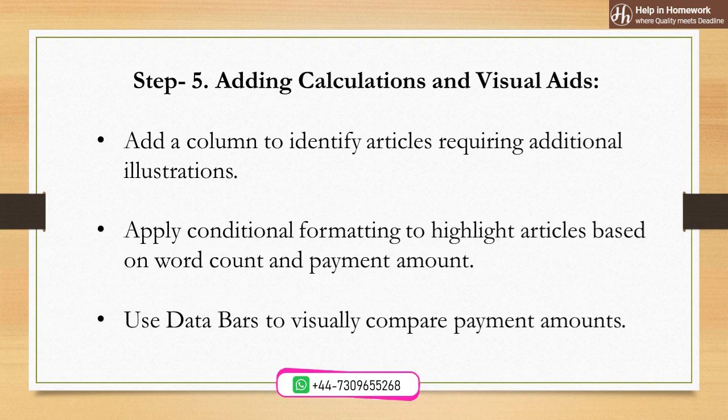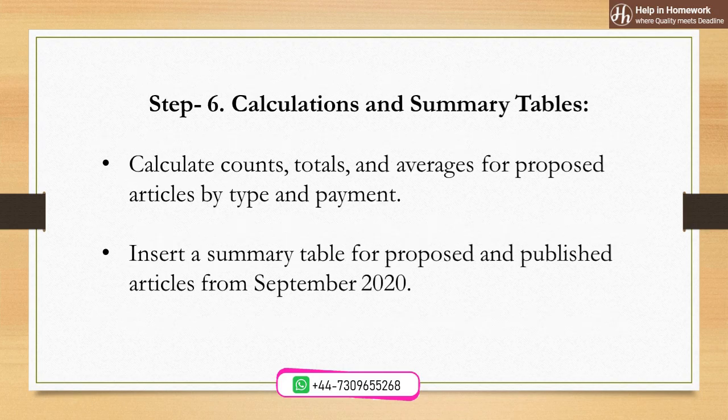Step 5. Adding calculations and visual aids. Add a column to identify articles requiring additional illustrations. Apply conditional formatting to highlight articles based on word count and payment amount. Use data bars to visually compare payment amounts. Step 6. Calculations and summary tables. Calculate counts, totals, and averages for proposed articles by type and payment. Insert a summary table for proposed and published articles from September 2020.